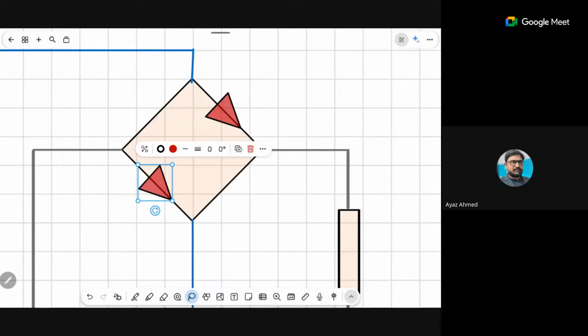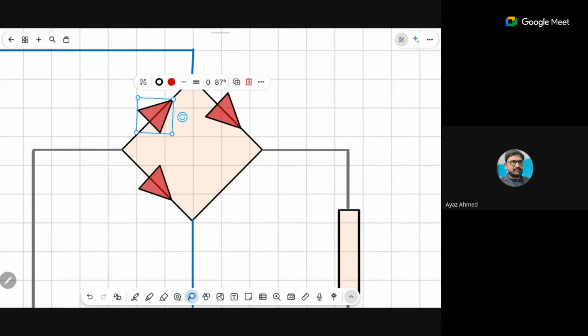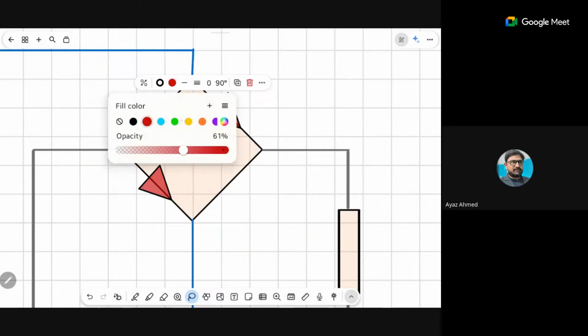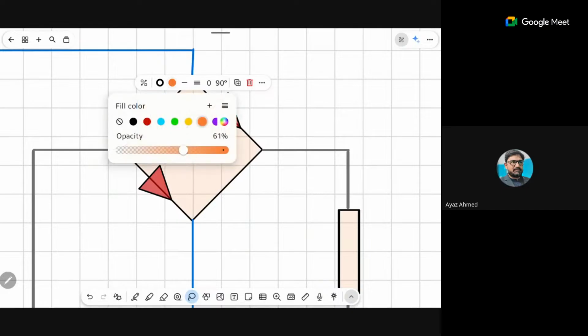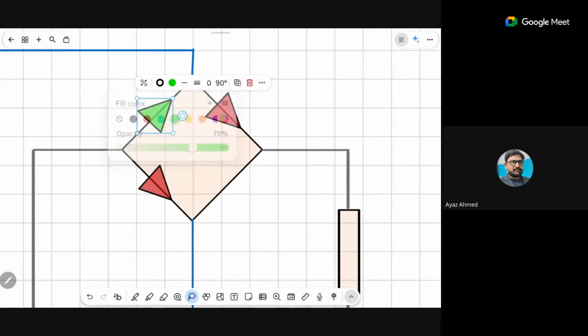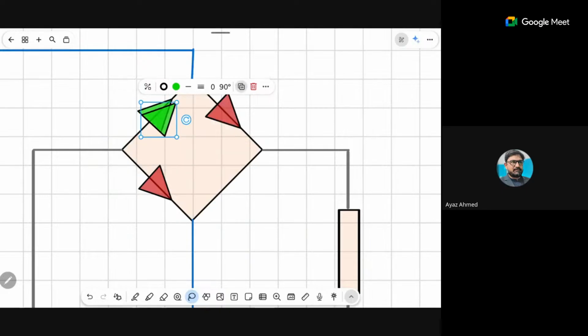Then you will have some more diodes. They will be connected here in different positions. This is the other type of diode, that is why I have just connected it. Yeah, this is the green diode, and let's say this green diode will be here.